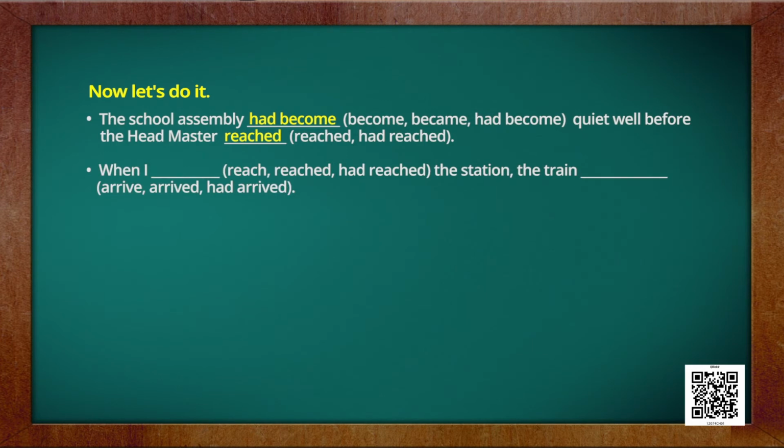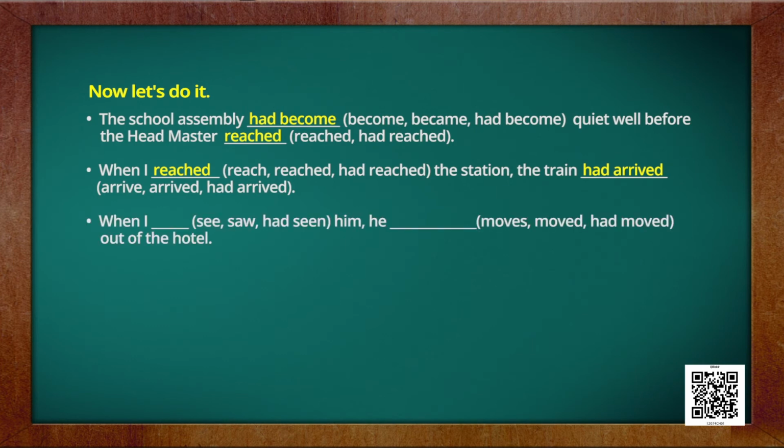When I reached or had reached the station, the train had arrived or arrive. When I reached the station, the train had arrived. Fine. The train had already arrived, then you reached it. Yes. Fine. Then: when I saw or had seen him, he moved or had moved out of the hotel.